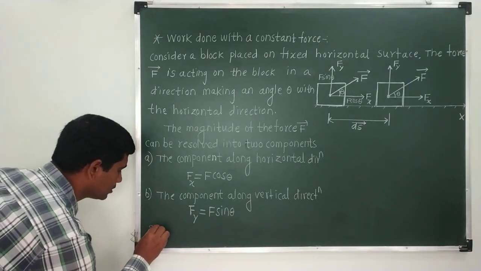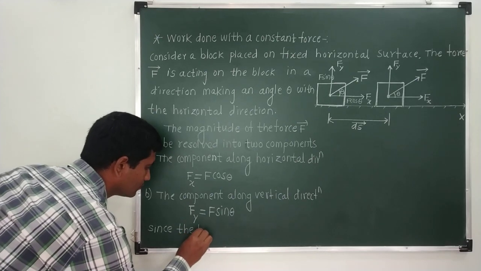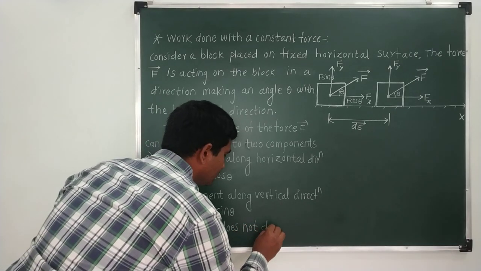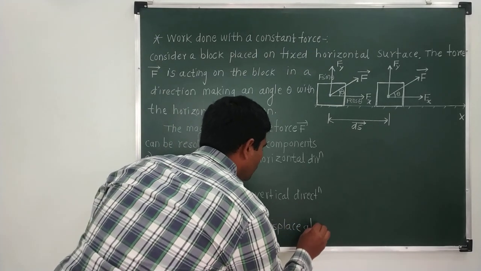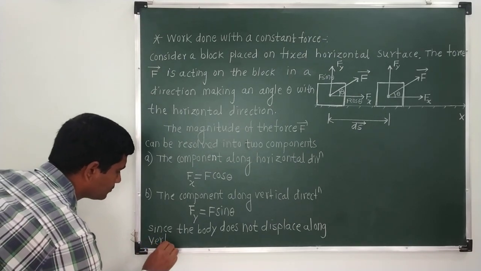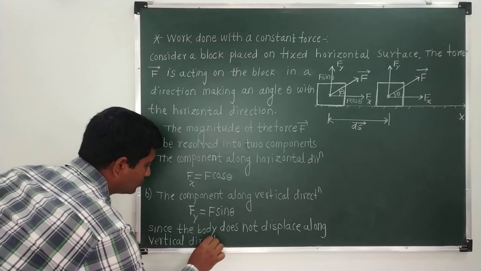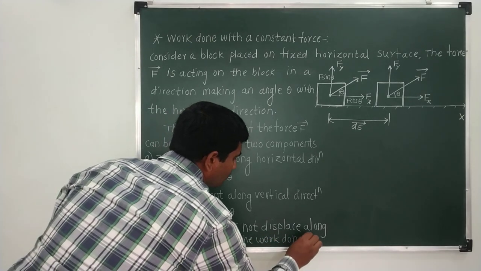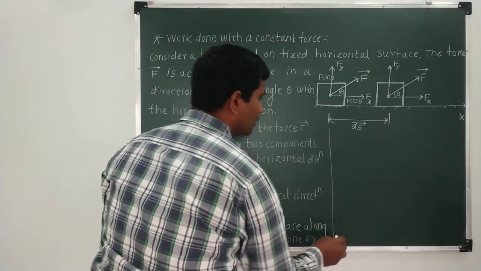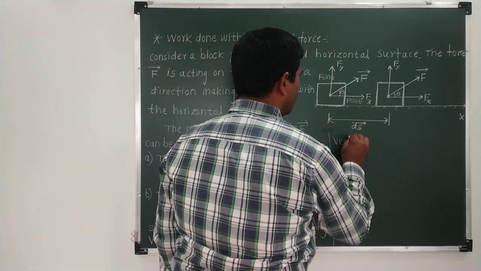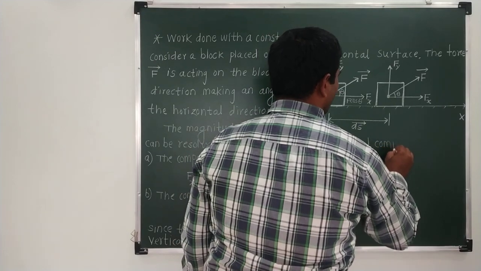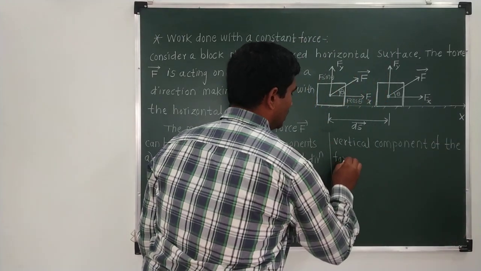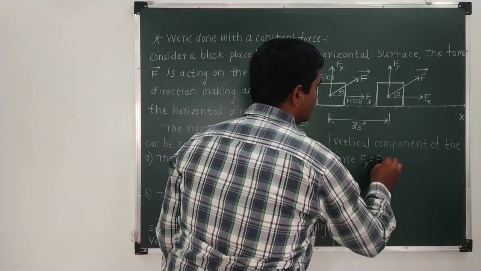Since the body does not displace along the vertical direction, the work done by the vertical component of the force, which is Fy equal to F sin theta, is 0.